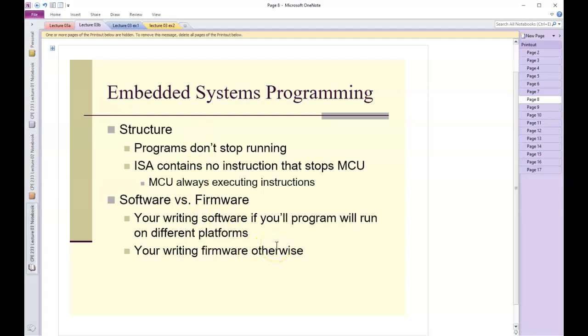Essentially, typically speaking, we're writing firmware because it's specific to a piece of hardware. So we're writing programs that are specific to that Basys 3 board. Generally speaking, that means it's not going to run on any other development board. So that makes it firmware. Specific to hardware makes it firmware. Otherwise, if I'm writing a program that's going to run on every computer on the planet, it's going to be software.